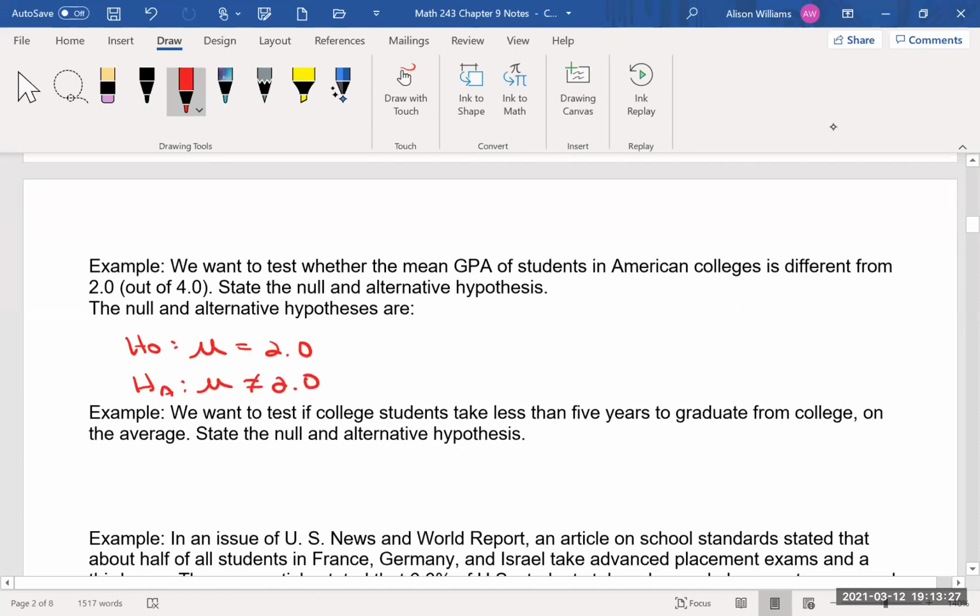We want to test if college students take less than 5 years to graduate on average. So average again, okay? So we're looking at mean. So since they're interested in it being less than 5 years, that's going to be our alternative hypothesis. So our null hypothesis is always going to be the equals. So the mean is going to equal 5 years, but the alternative would be less than 5 years.